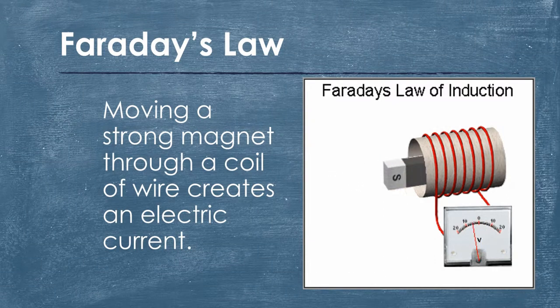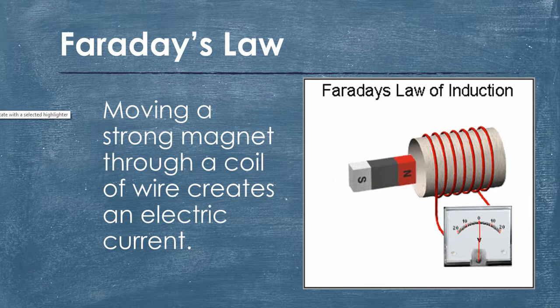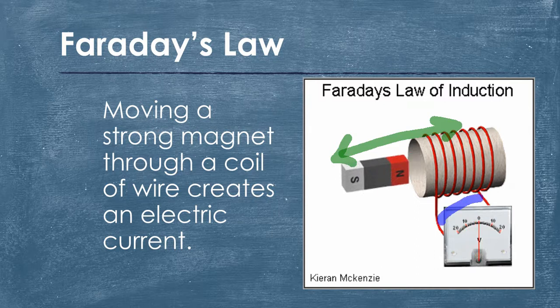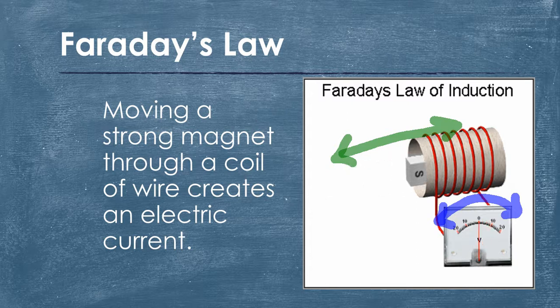Our first topic is Faraday's law. Faraday's law is the moving of a strong magnet through a coil of wire, and this creates an electric current. You can see a magnet moving in and out of this coil of wire. As we move this in and out, we see that our voltage increases and decreases. We are creating electric current just by moving a magnet through wires.